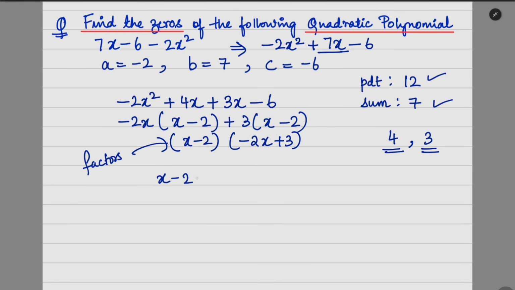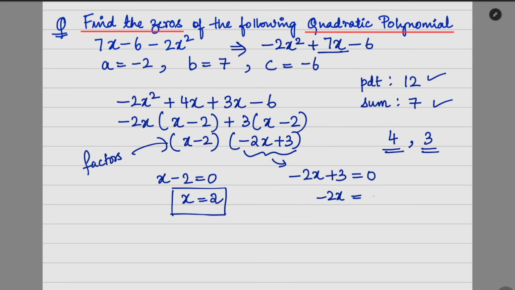X minus 2 is equal to 0, x is equal to 2. This is the first 0 of the given quadratic polynomial, and the second 0 is from minus 2x plus 3. The second factor I am equating to 0, so minus 2x equal to minus 3. Minus minus will get cancelled, and x is equal to 3 by 2. This is the second 0.